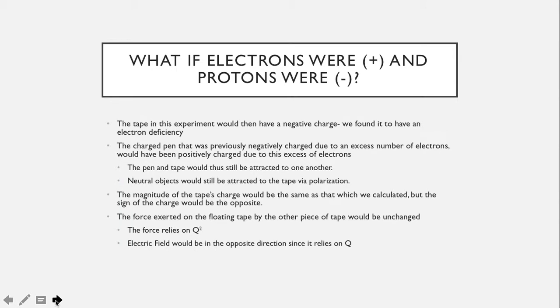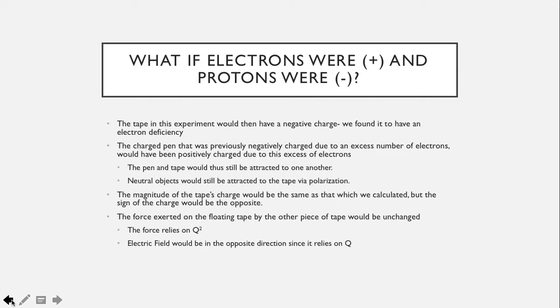Consider this alternate scenario: electrons are positively charged and protons are negatively charged. Essentially, the tape in this experiment would be negatively charged since it has an electron deficiency. Likewise, the charged pen that was negatively charged would actually be positively charged here since it has an excess of electrons. The magnitude of the tape's charge would be the same, but the sign would be the opposite.